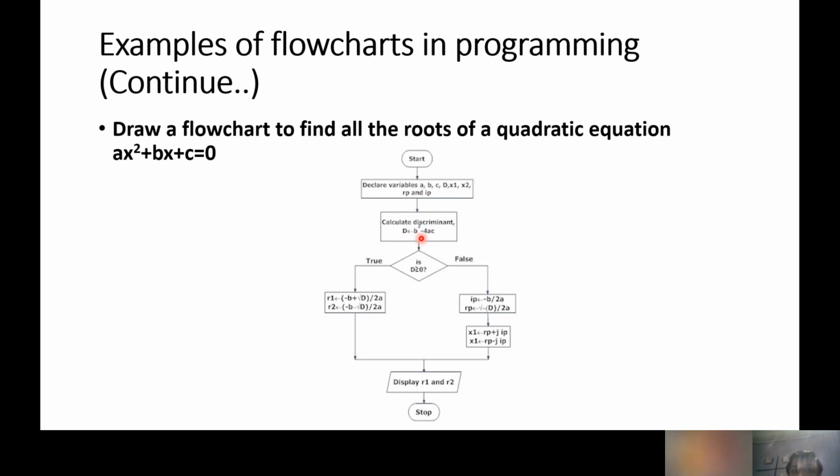Okay, now calculate the discriminant. D is equal to b square minus 4ac. That is the equation for delta. If delta is greater than or equal to 0, if it is false, then what is the logic for that? That is imaginary root. We need to find out imaginary value, that is ip is equal to minus b upon 2a. Okay, then rp, that is root of minus delta, because we are unable to find the root of a minus value. So root of minus delta divided by 2a.